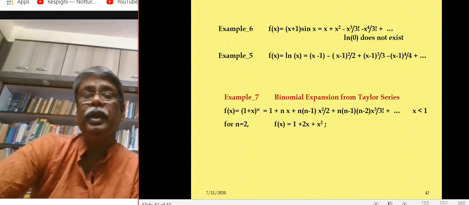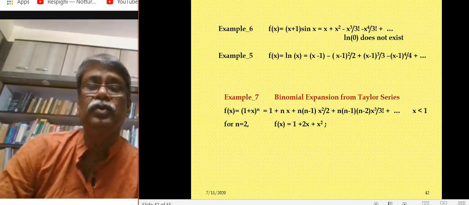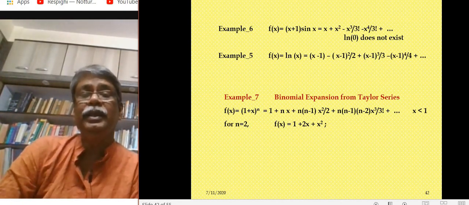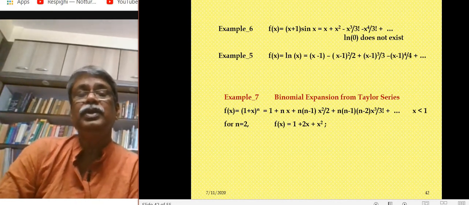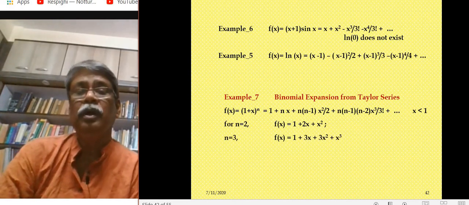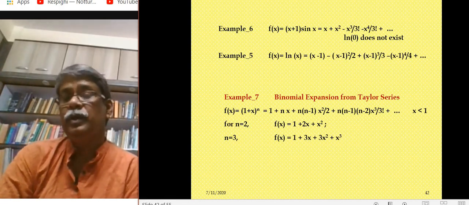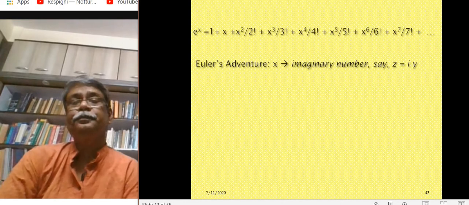Now for n equal to 2, that is our binomial expansion. So we know that 1 plus nx is 2x. Then n into n minus 1, 2 into 2 minus 1, by 2 is there, so it is simply 1. So it is x square. So it is our very popular common formula, a plus b whole square is a square plus 2ab plus b square. So we are exactly getting the same result, but this time through a different route, that is using the Taylor series. You can use the same formula for n equal to 3, and you will get the formula for the cubic expansion, right?